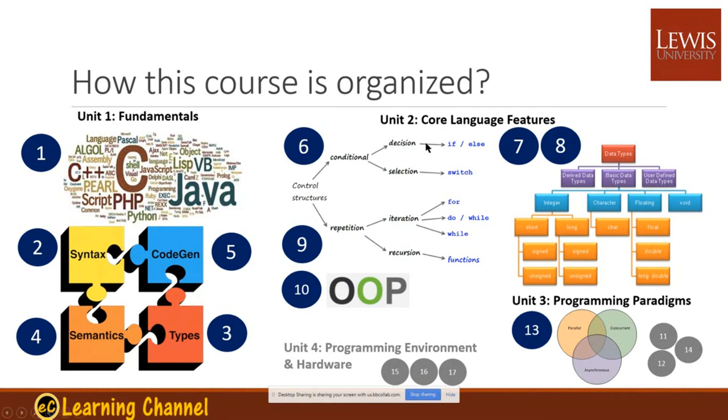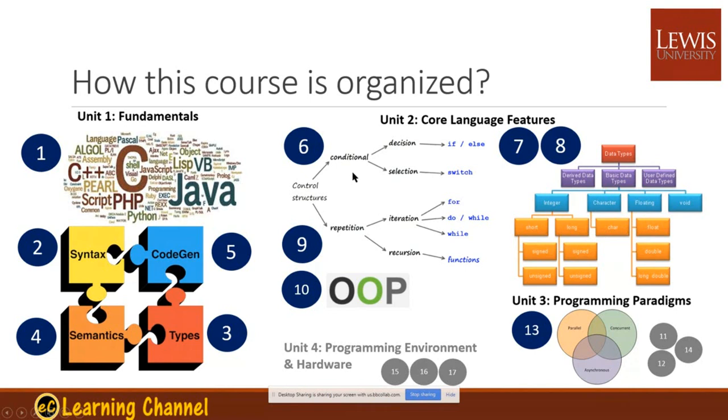And the second unit, we are talking about the core language features. The language, as you may know, can include the data structure and also the algorithm part. So basically, we will introduce the control structure, including conditional control, decision, selection, repetition, iteration, and recursion. These are 2 parts, and that's in chapter 6. And in chapters 7 and 8, we focus on data types and data structures.